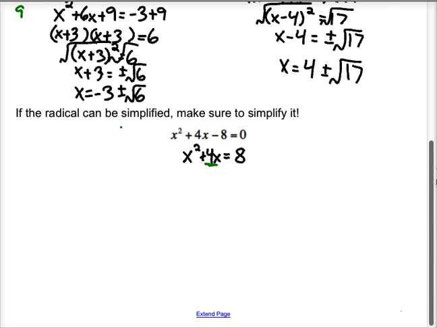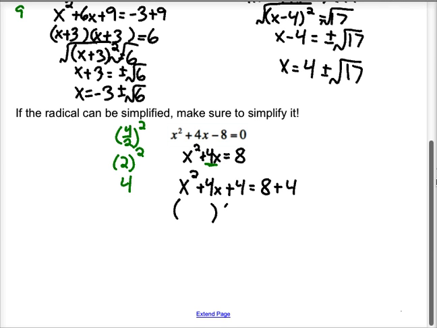Take that b term. I'm going to do my little scratch work over here. Take that term, divide it by 2, and square it. Well, 2 squared is 4. So I take that magic number of 4 and I add it to both sides of my equation. This side ends up factoring for me. And again, it's always going to factor in such a way that you get the same thing in both parentheses. Then 8 plus 4 just gives you 12.